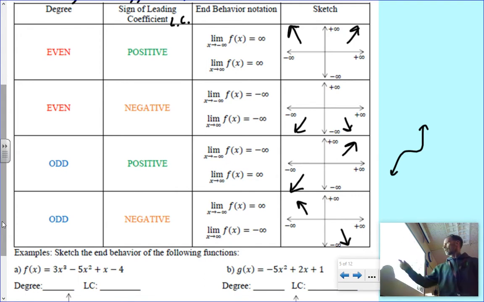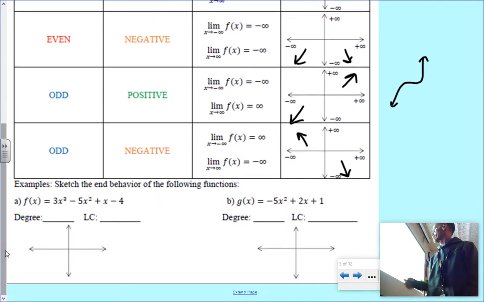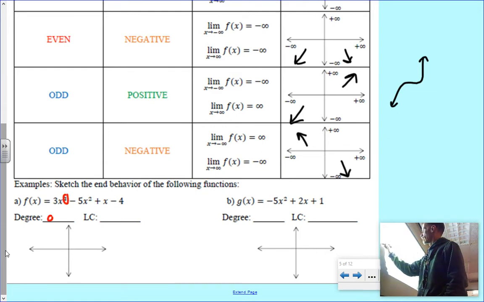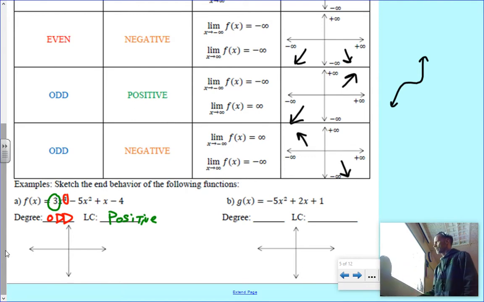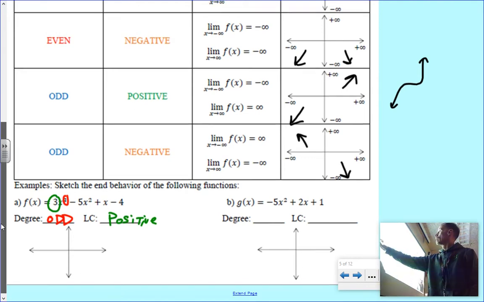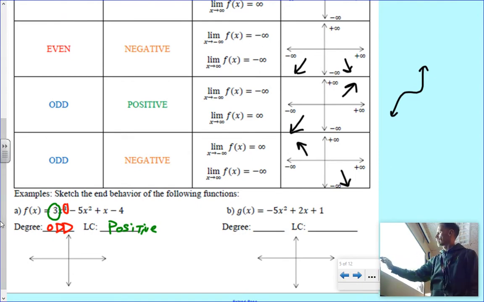Okay? So let's do a couple of examples, just sketching those end behavior arrows of what we have on these polynomials. So letter A. Notice my degree is odd. That's my 3 right there. And notice my LC is positive. Again, we don't care about the numbers themselves. All we care about is even or odd for the degree, positive or negative for the LC. So odd positive, you go to your table. Odd positive, we go down here and up here.